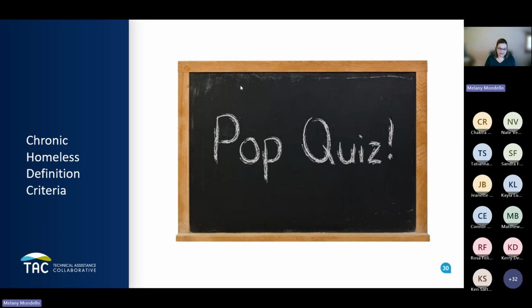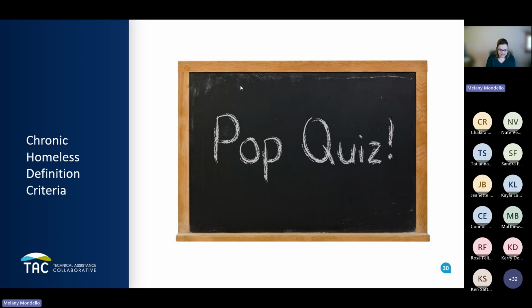Let's see, institutions never count as a month of homelessness. True or false? The answer is false. If you're in an institution for less than 90 days, that month that you're in the institution still counts towards your 12-month count, because you were in a qualified situation before and you're exiting, most likely, unfortunately, to a qualified situation when you're leaving.